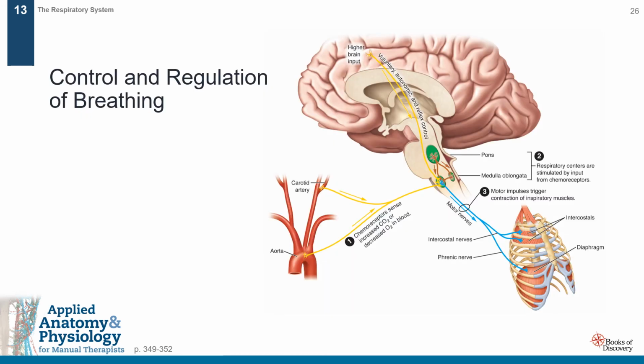Our illustration here shows the control and regulation of breathing. The rate, rhythm, and depth of breathing are controlled by respiratory centers in the pons and medulla oblongata based on input from the chemoreceptors in the carotid and aortic arteries and stretch receptors in the lungs. These brainstem centers stimulate muscles of inhalation via the phrenic and intercostal nerves.